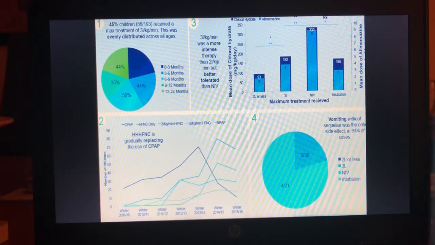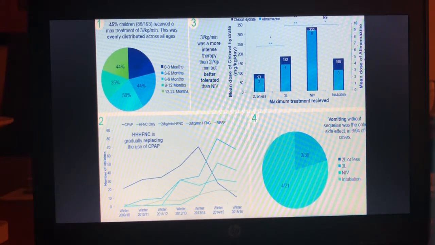So it appears that we've been using more high flow than we have CPAP, that patients who perhaps previously were getting CPAP are now getting 3 litres per kilo per minute, and some of those are being stabilised at 2 litres per kilo per minute. And the bottom darker green line, peaking at around the 2014-15 winter season, is the number of children having BiPAP. So it looks like 3 litres per kilo could be an alternative to CPAP.